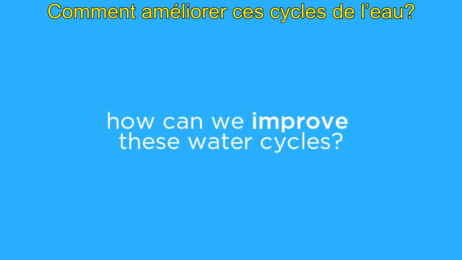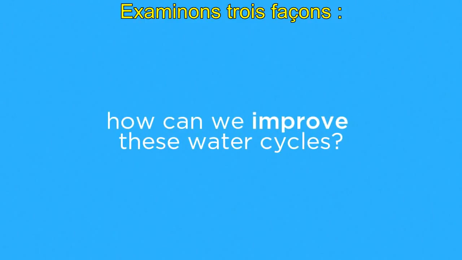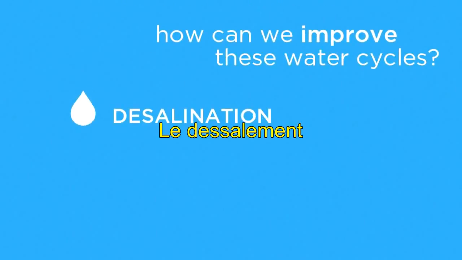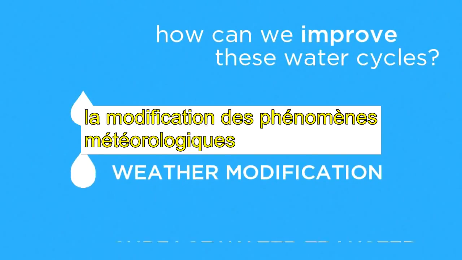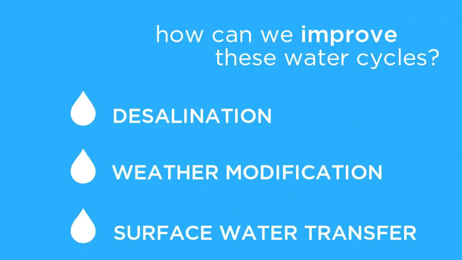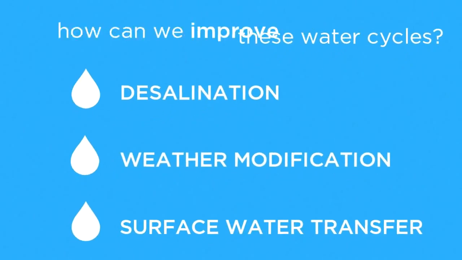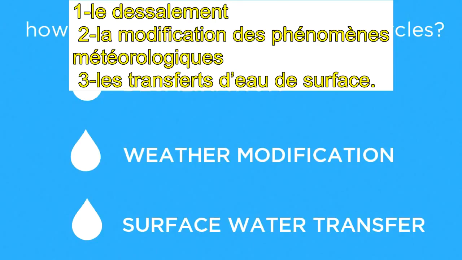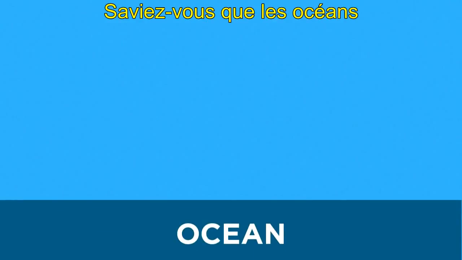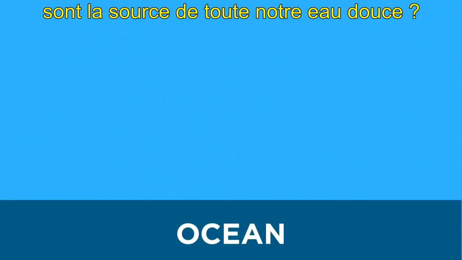How can we improve these water cycles? Let's examine 3 ways: desalination, weather modification, and surface water transfer. First, desalination. Did you know that the ocean is the source of all your fresh water?